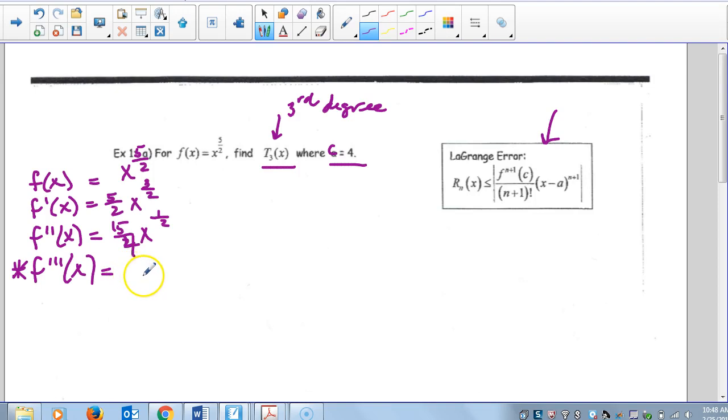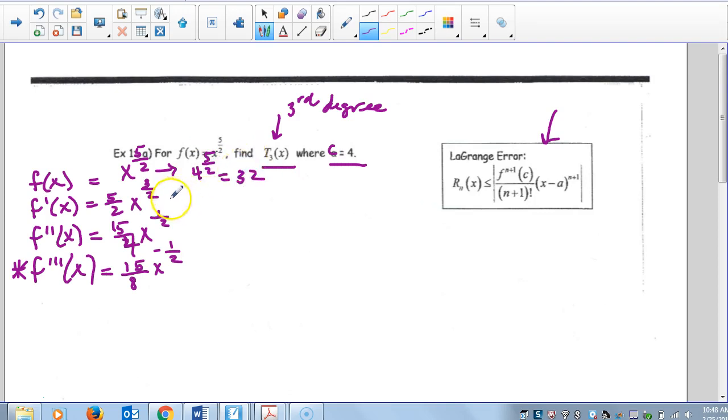And I still feel like I did something wrong. I'm just teasing. 15 over 8. Holy cow. 15 over 8 x. And this time I've got the negative 1 half. Okay. And I'm plugging in 4. So I'm saying 4 to the 5 halves. Well, that's square root of 4, which is 2. 2 to the 5th is 32.